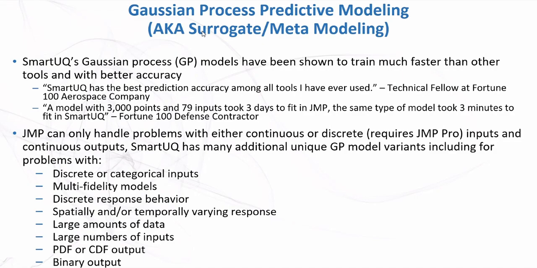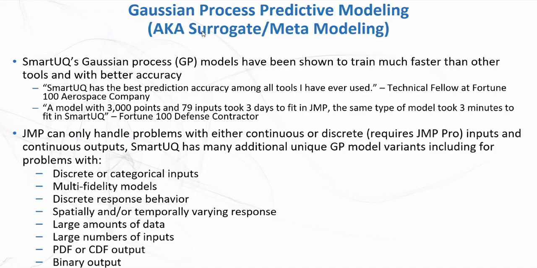So as I mentioned in my overview, JMP has some basic machine learning modeling tools or metamodeling capabilities. But one of the key strengths of SmartUQ is the variety and the performance of our options for predictive modeling. So on this first slide here, I'm going to focus specifically on Gaussian process modeling techniques, which both JMP and SmartUQ offer. And then I'll move into other techniques in the coming slides.